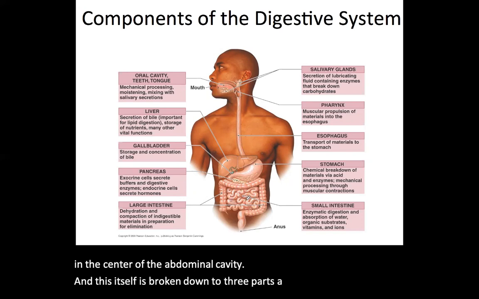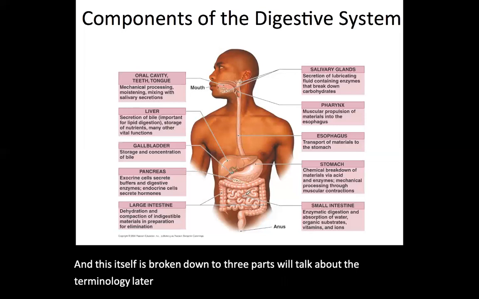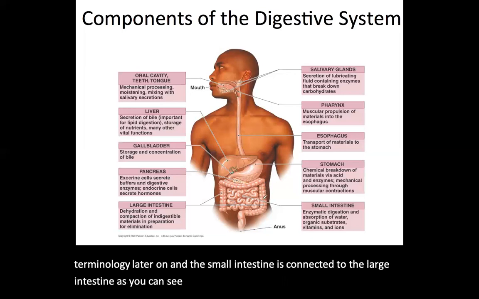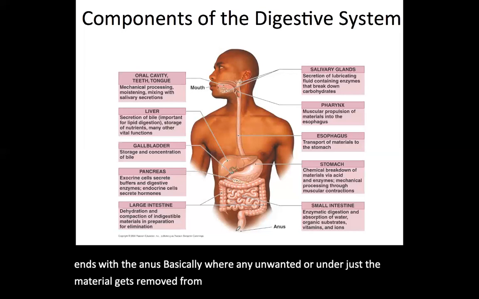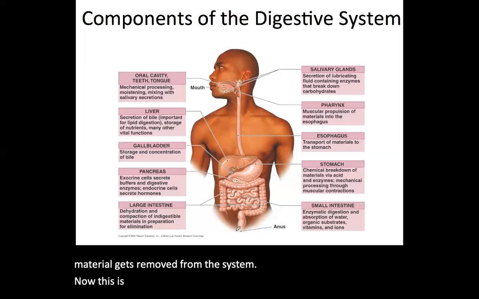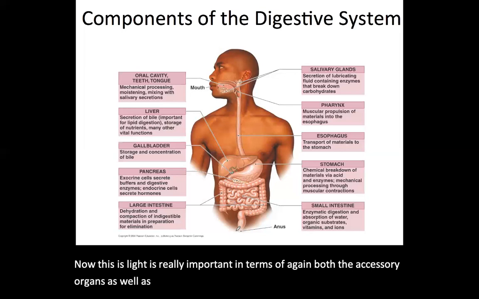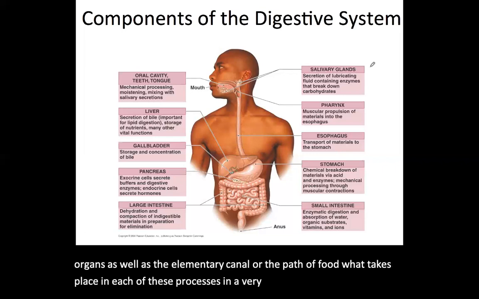We'll talk about the terminology later on. The small intestine is connected to the large intestine, as you can see, surrounding the small intestine. And that ends with the anus, basically where any unwanted or undigested material gets removed from the system. Now, this slide is really important in terms of both the accessory organs as well as the alimentary canal or the path of food, and what takes place in each of these processes in a very brief overview.